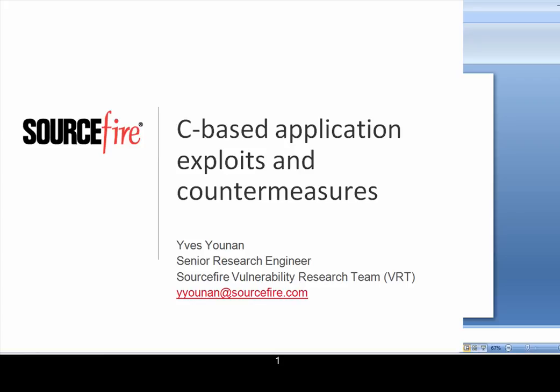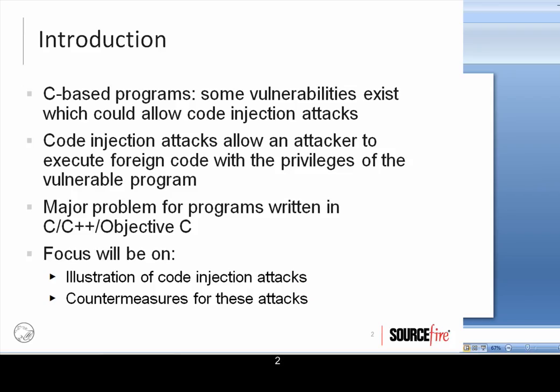So I'll be talking about C-based application exploits and mitigations against these exploits. What we'll look at is basically vulnerabilities that exist in C-based programs that could allow an attacker to inject code into the application and execute that code. So these allow an attacker to execute code that's not normally part of the program with the permissions of the program that the program is running at. So this is a major problem for programs written in C, C++, as well as Objective-C.